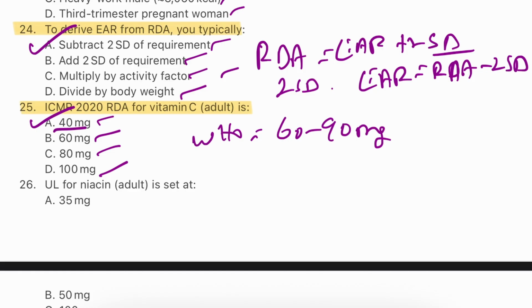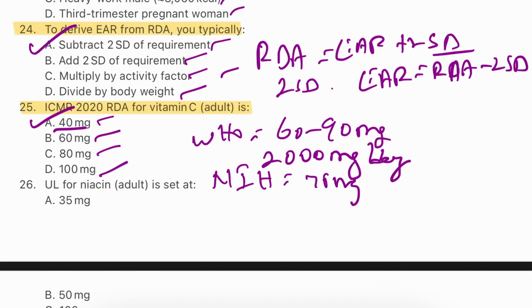A higher amount of vitamin C may be needed for smokers, pregnant or lactating women, or clinical deficiencies. The upper limit of vitamin C is 2000 mg per day, to avoid side effects like diarrhea. But global bodies like NIH suggest 75 mg of vitamin C for women and 90 mg for men. Okay, if they ask about men, you write 90 mg. But here they have just asked about adults. So according to ICMR, the adult vitamin C requirement is 40 mg, which is the baseline for the Indian population.